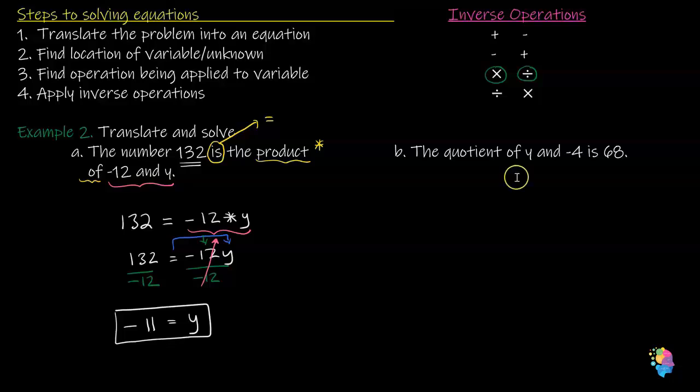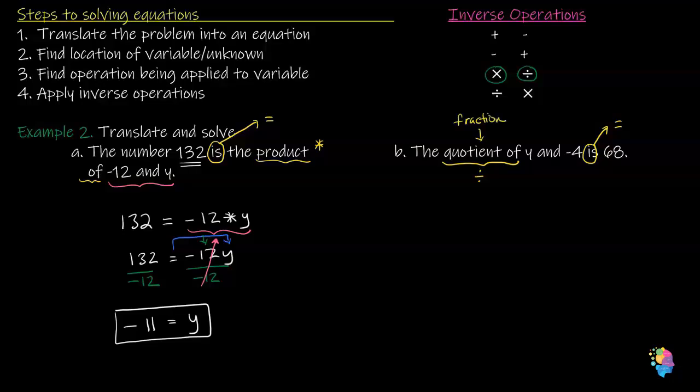Let's try it again. The quotient of y and negative 4 is 68. The keywords here are quotient, which means division, and is, which translates into an equal sign. When you see quotient, this is a special type of division. And here they're asking us to write it as a fraction.